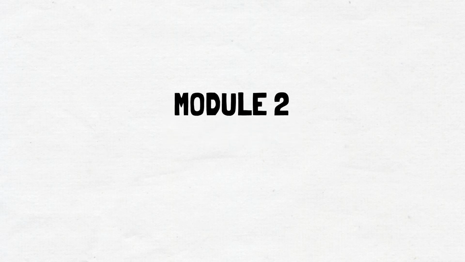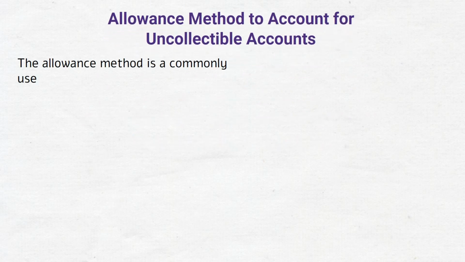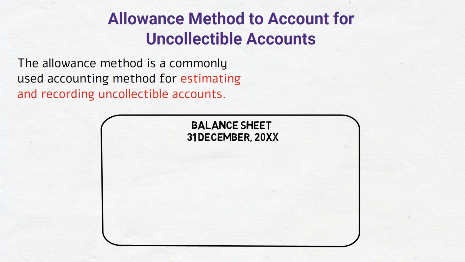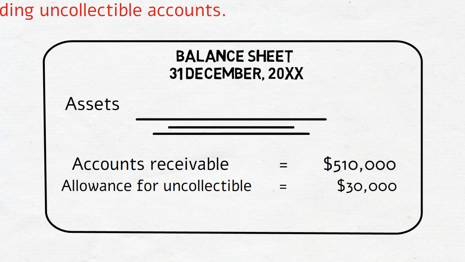Module 2. Adjusting Entries. Allowance Method to account for uncollectible accounts. The allowance method is a commonly used accounting method for estimating and recording uncollectible accounts. It is a method used to estimate the number of accounts receivable that a company expects to be uncollectible, and it records the estimated amount as a contra-asset account called the allowance for doubtful accounts.